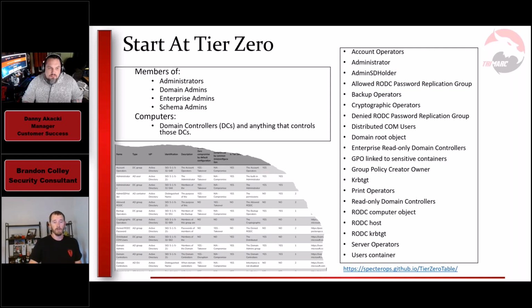And you'll notice that this doesn't only include those computer accounts and user accounts. It's containers. So you see the users container there at the bottom. It's group policies, the GPO linked to sensitive containers. So it's things like that that don't come top of mind. Those are the ones that aren't as easy to locate.